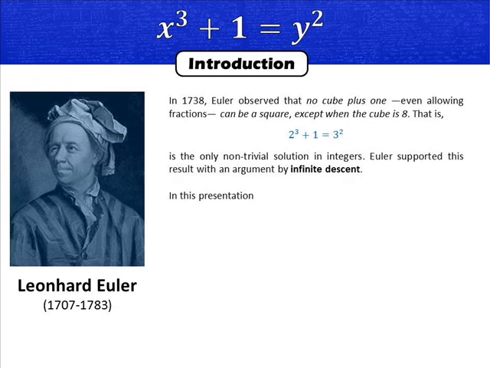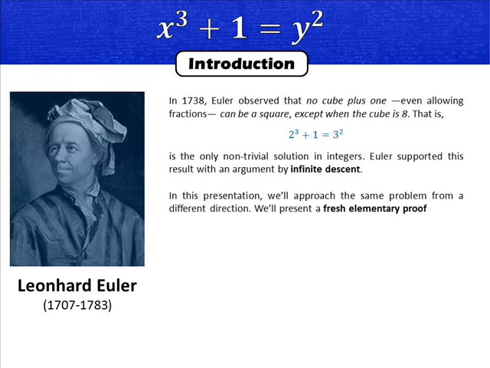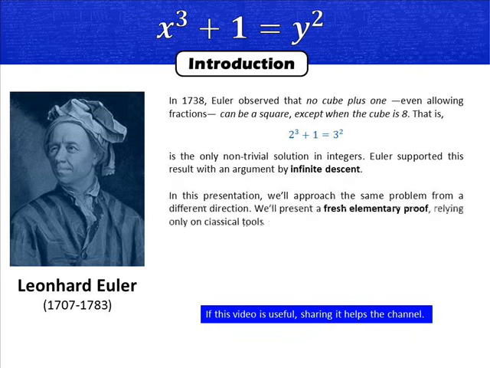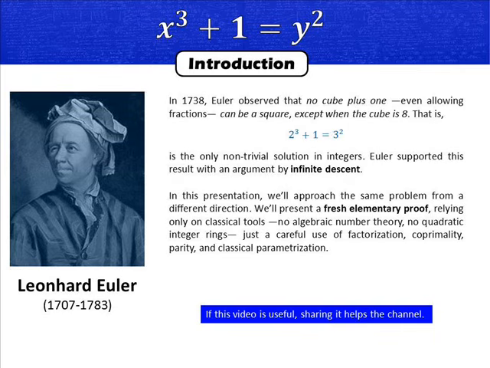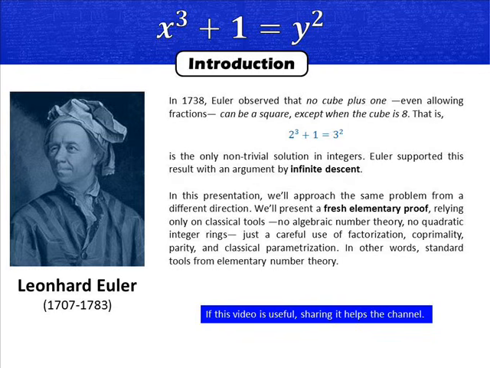In this presentation, we'll approach the same problem from a different direction. We'll present a fresh elementary proof, relying only on classical tools. No algebraic number theory, no quadratic integer rings. Just a careful use of factorization, coprimality, parity, and classical parametrization. In other words, standard tools from elementary number theory.